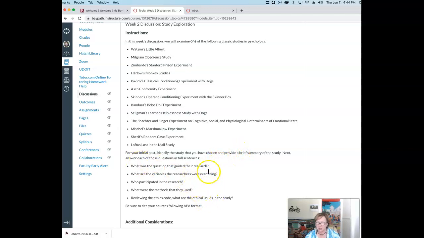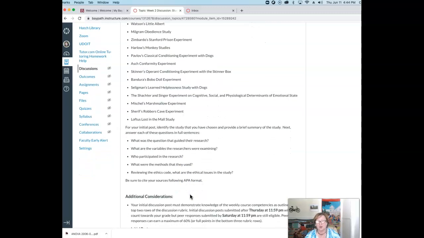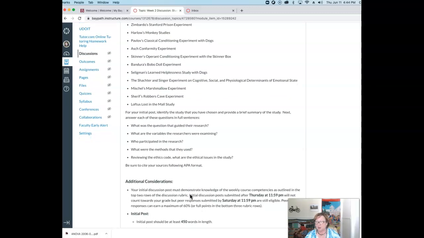What was the question that guided their research? So what's their research question? What are the variables the researchers were examining? Who participated in the research? That would be the sample, right? What were some of the methods they used? And when you look at ethics, what was the ethical issue in the study, if any? Be sure to cite everything in APA.